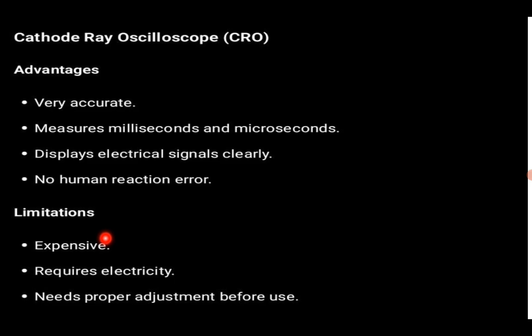The limitations of a cathode ray oscilloscope are that it is very expensive. It costs quite a fortune to buy a cathode ray oscilloscope. Last time I checked, it was even up to 10 million Malawi kwacha. That's a lot. It requires electricity, so this cannot be used in a place where there's no electricity.